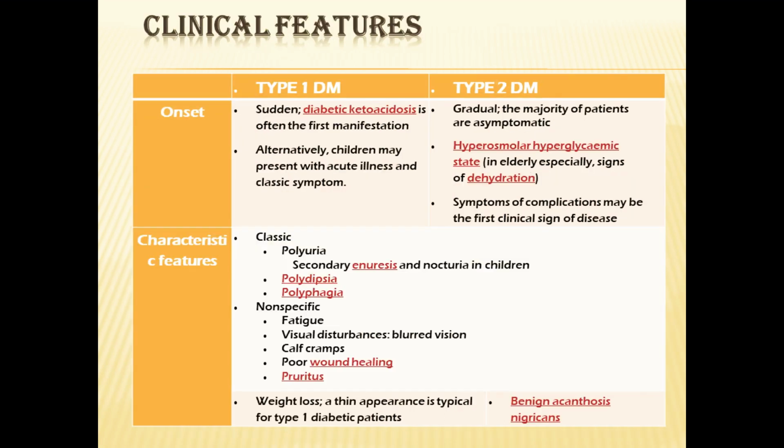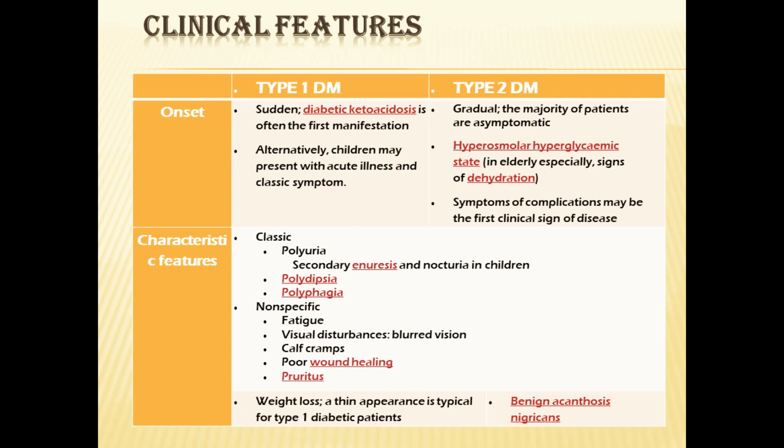The clinical features of type 1 and type 2 diabetes mellitus are as follows. In the case of type 1 diabetes mellitus, there is a sudden onset. Diabetic ketoacidosis is often the first manifestation. Alternatively, children may present with acute illness and classic symptoms.